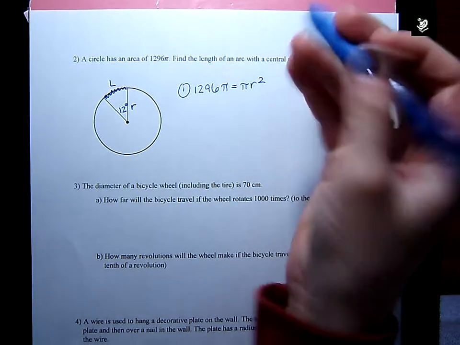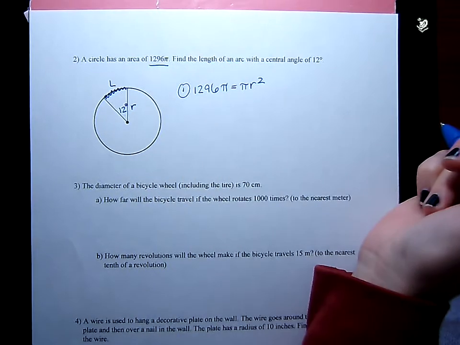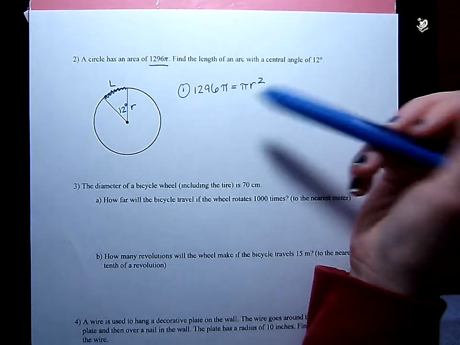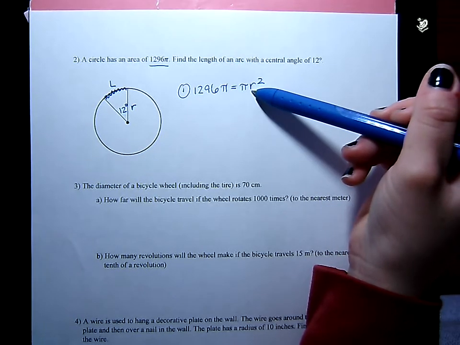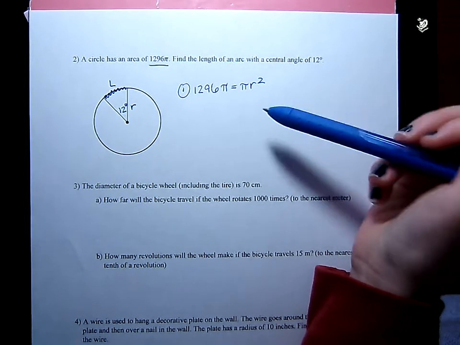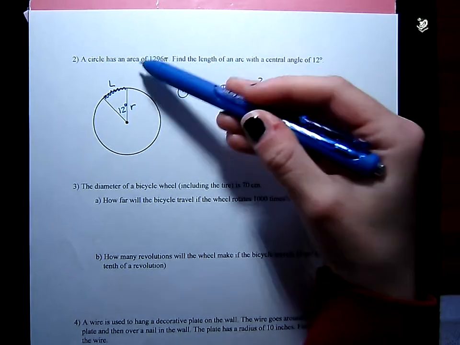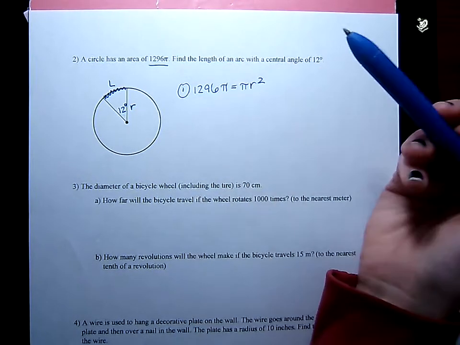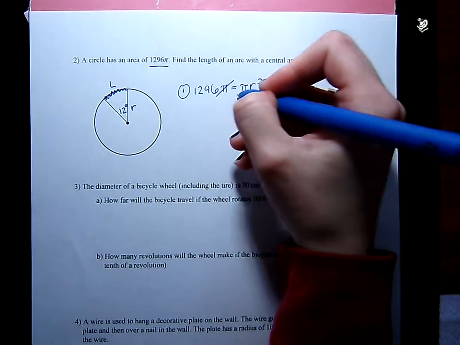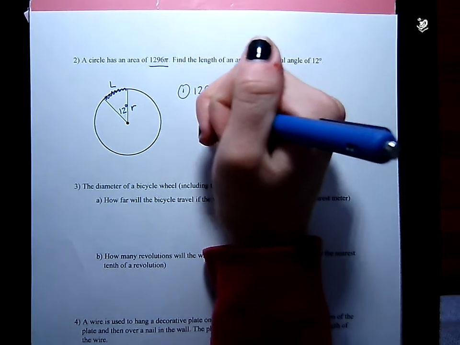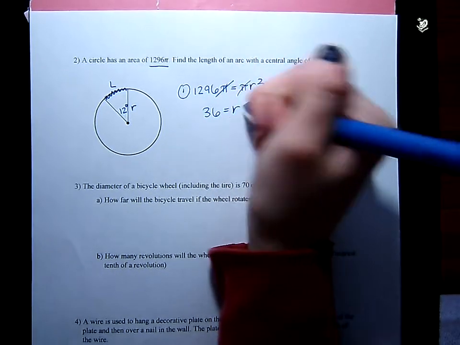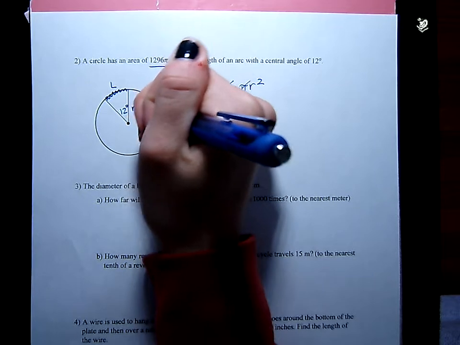So if we know the area of the circle is 1,296 pi, we should be able to set that equal to the area formula, which is pi r squared, and solve for our radius, because we don't want to put area in our formula. We want circumference. So if we solve this, the pi's actually cancel out, and you get 36 for your radius. So that's the first step.